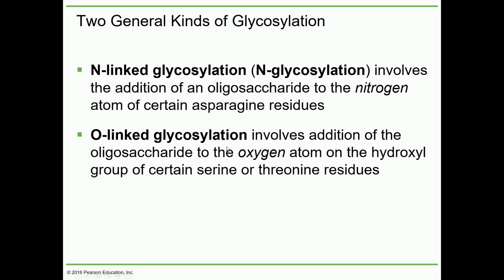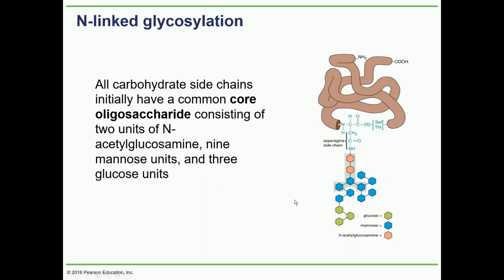There are two kinds of glycosylation which can take place. N-linked glycosylation means the addition of an oligosaccharide, a short chain of sugar, to the nitrogen atom of the asparagine residue. That's your N-linked glycosylation. O-linked glycosylation, I think we have talked about this in previous chapters also, means addition of the oligosaccharide to the oxygen of the hydroxyl group of serine or threonine residues.